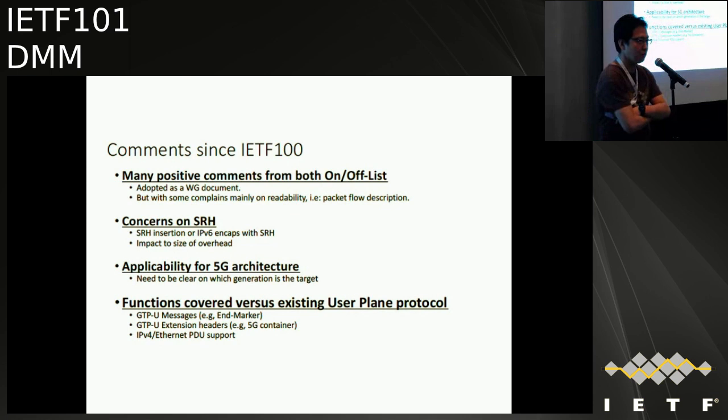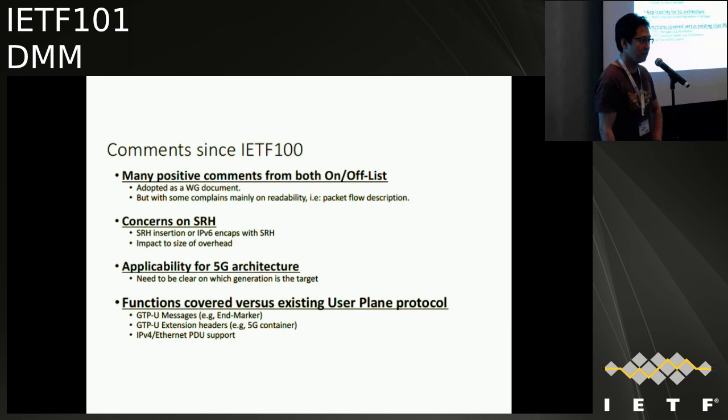But there were some complaints, mainly on readability. So we need to improve the text, especially the packet flow description. The other thing is the concern on SRH. SRH insertion or IP tunneling with SRH will be one of them, and the increased header size will impact the overhead. And next is applicability for 5G architecture. Many people ask whether 5G is the target or not, and whether other generation architectures are targeted or not. So we need to make that clear.